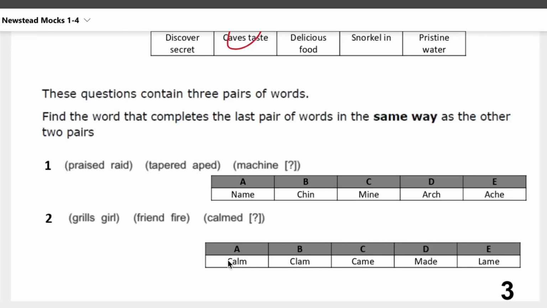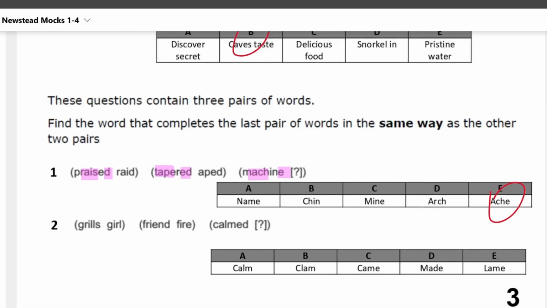For this one, we are always getting the middle ones, ray, and then ending it with the last consonant. Ape, ending it with the last consonant. So we have ACH, ending it with the last consonant. We get E. For the next one, we're going to write some positions. 1, 2, 3, 4. In the same way, this is going to be 1, 2, 3, 4. We see that they sort of get scrambled up. So we're going to have 1, 2, 3, 4, which means we get clam.